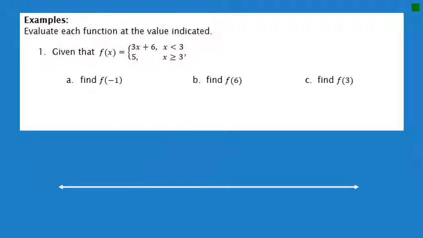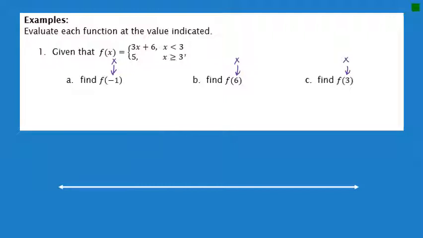These examples are giving us an x value, which you can see in each of the parentheses. So those are each x values, and they want us to plug it into the function. But the tricky thing is that there are two pieces of the function. In the first piece, all my x values are less than 3, and in the second piece, all of my x values are 3 or greater.